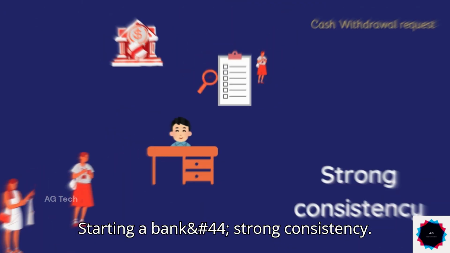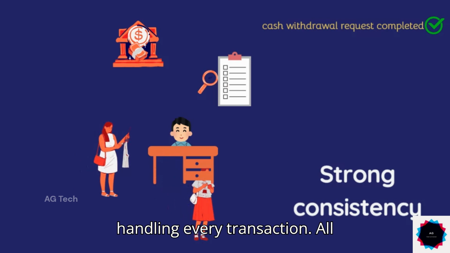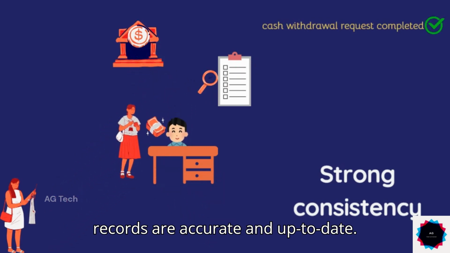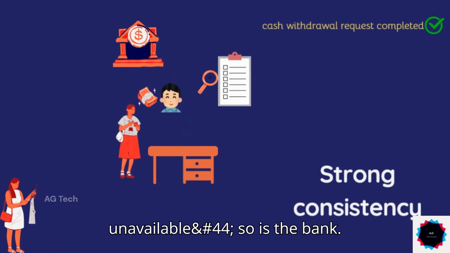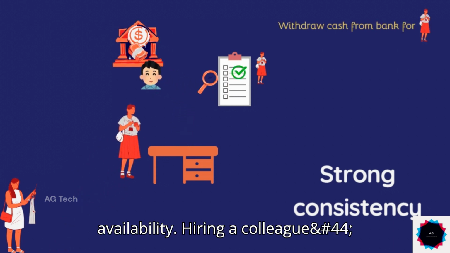Starting a bank, strong consistency. Imagine you start a bank, personally handling every transaction. All records are accurate and up-to-date: consistency. But if you are unavailable, so is the bank. Customers can't access their accounts, leading to a lack of availability.